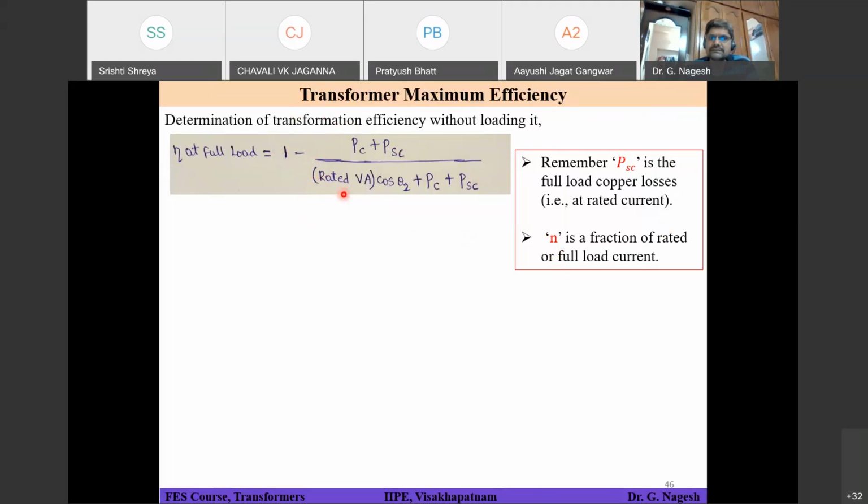What will be the core losses if the current flowing is I2, where I2 is equal to n into I FL? What will be the core losses in that condition, when your current is not the full load current, I2 is some fraction, let's say n is equal to 0.5, so 0.5 of full load current? In that scenario, what will be the core losses in the transformer?